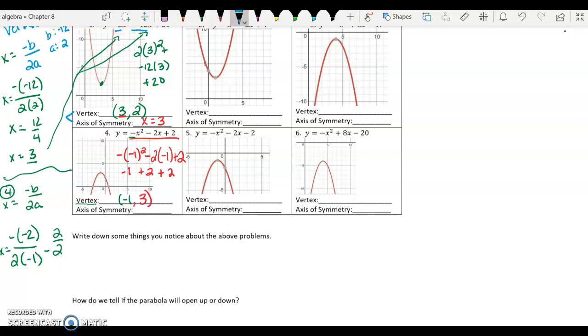Now again, your axis of symmetry is based off the x value. What is your x value? In this case, it is negative 1. And you can double check it. I have negative 1, 3. My axis of symmetry should be this vertical line, and it works out.